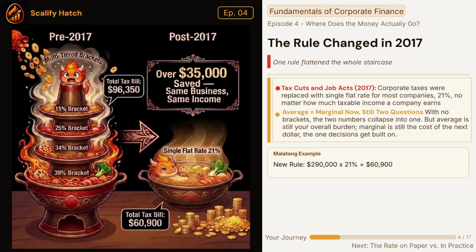For a simple flat-rate company like ours, they collapse into one number. But they won't always stay that way. State tax, credits, and deductions can pull them apart again. And marginal is still the rate you reach for when you're deciding what to do next.